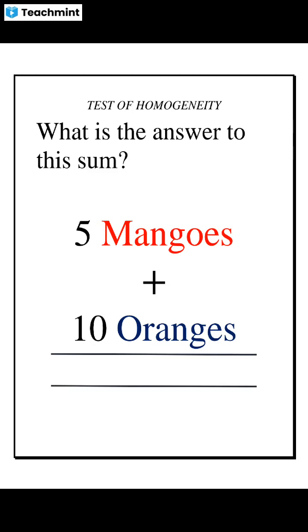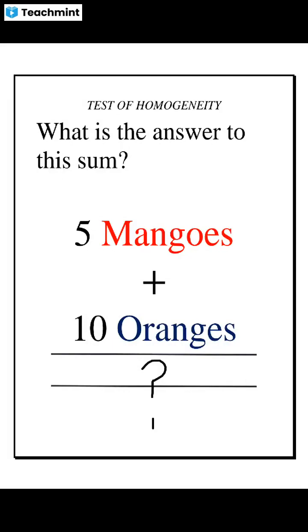Now, for you to understand the concept of homogeneity, let's look at this. 5 mangoes plus 10 oranges. Can you give an answer to this? It doesn't make any sense. Mangoes are different from oranges. You can't add them together. I can't say this is 50 mangoes. I can't say I have 10 oranges. No.